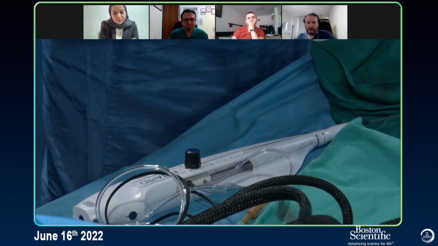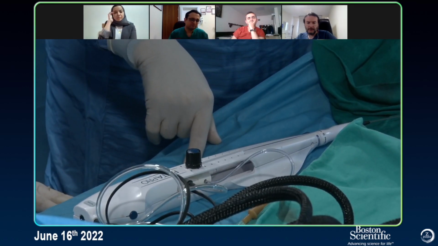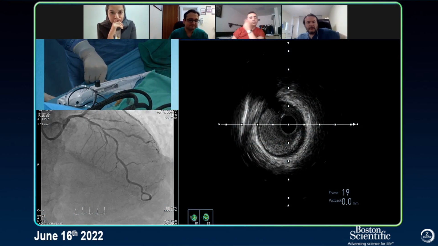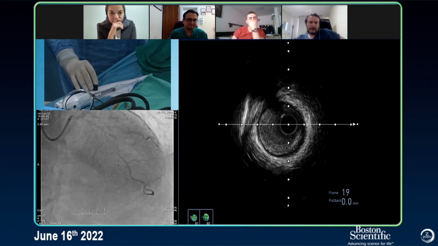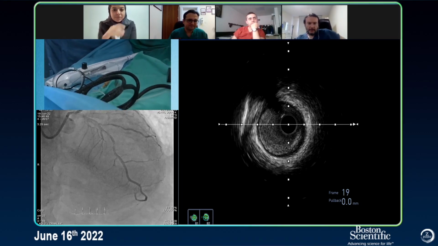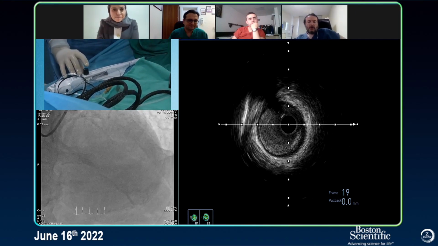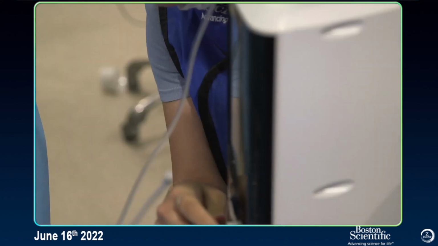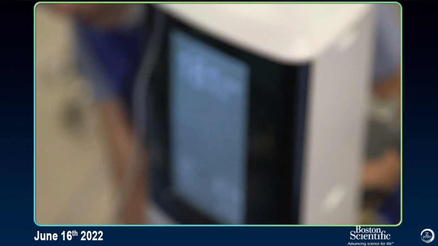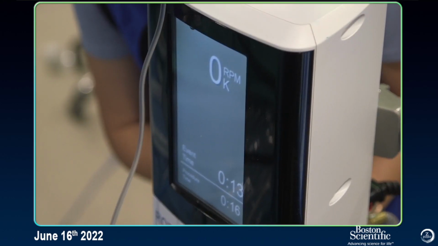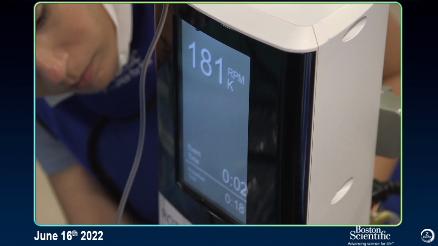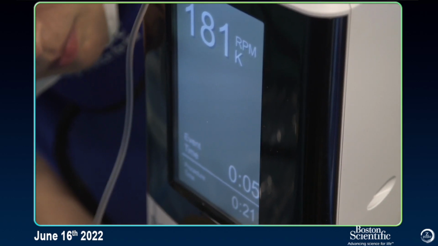I like to have 185,000. It could be 180 to 190 RPM. Let's do it now. Can you show the camera the device? We would like to see the proximal part of the board, please. Yes, exactly. Make it 185, Elif. All right.